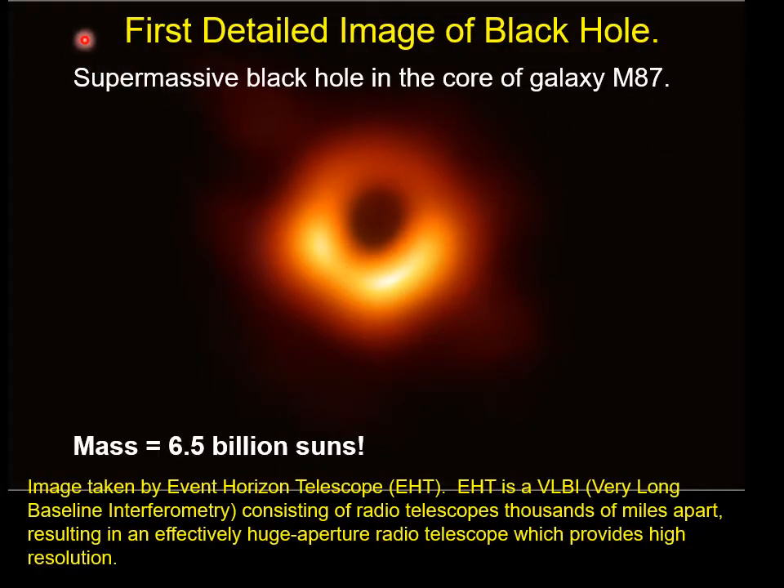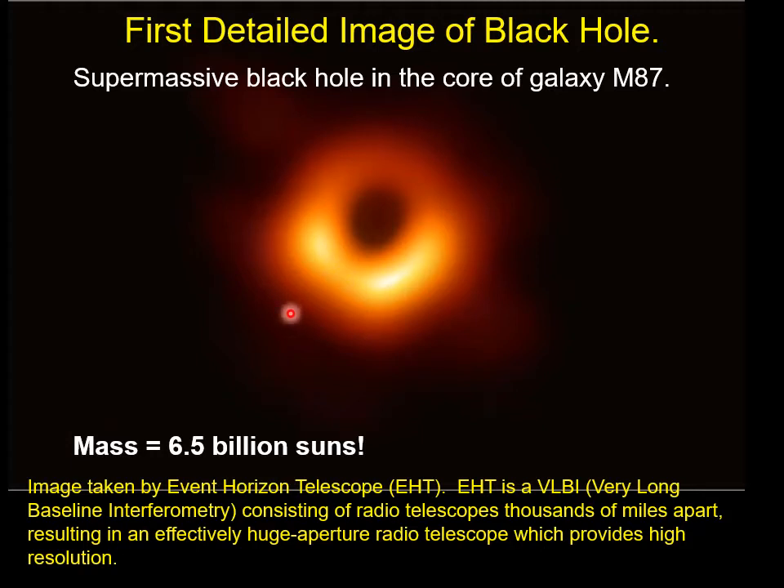This is an image, I think I showed you this in the last chapter when we talked about black holes made from stars. So this is the supermassive black hole at the core of galaxy M87. And this particular one is measured to have a mass of 6.5 billion suns. And again, this is just an amazing concept to have that much mass in such a small area. But this image was taken using radio telescopes.